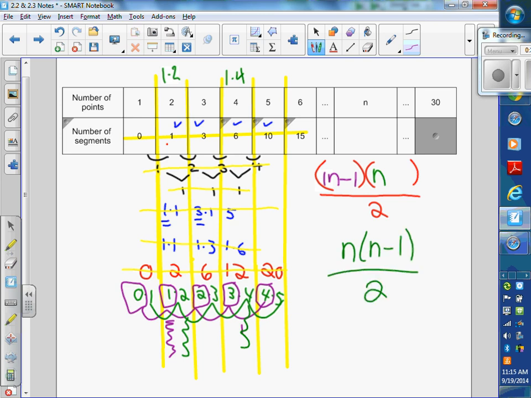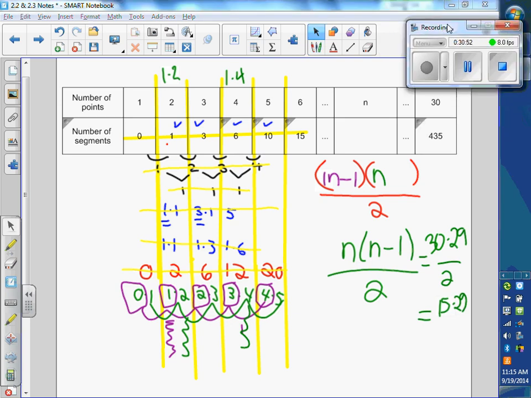Oh, okay. Good job. And so if there's 30 people in the room, it's 30 times 29 divided by 2. We already figured that out when we divided the 30 into. Yeah. So it's 15 times 29, which was 435. Okay, I'm going to stop that.